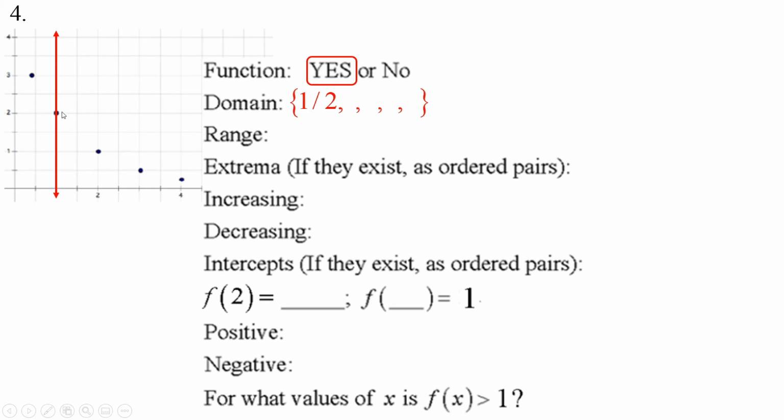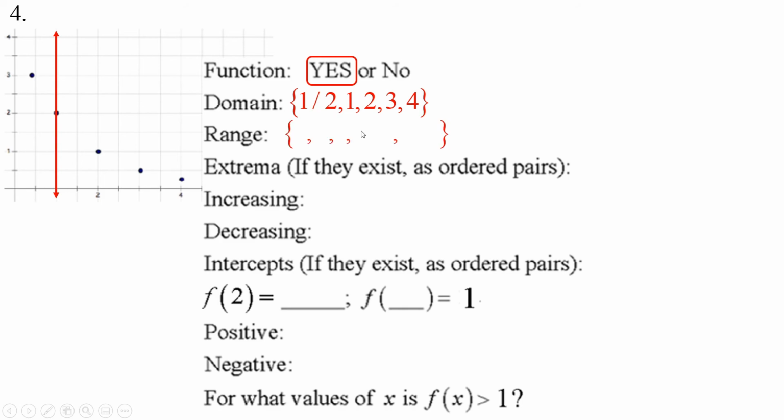And then what's the x-coordinate of this point? It's a 1. What's the x-coordinate of this point? It's a 2. What's the x-coordinate of this point? It looks like approximately 3. That's a little off. And what's the x-coordinate of this point? Approximately 4. So again, the domain, all I did was approximate the x-coordinates of every point on the scatter plot.